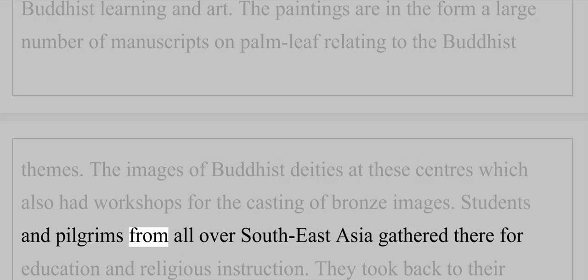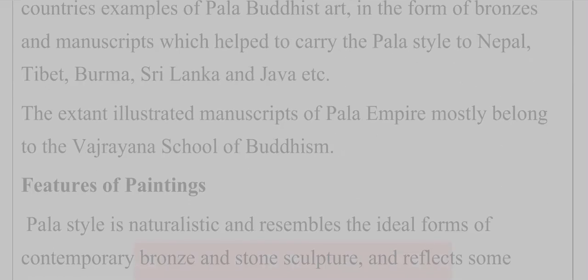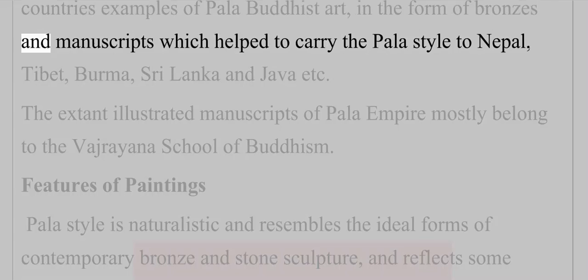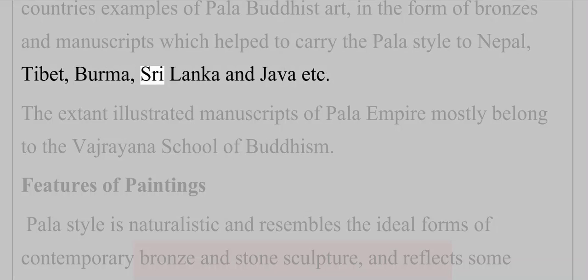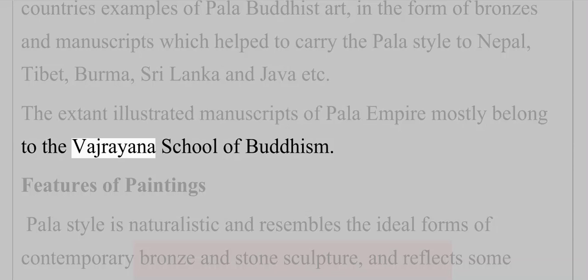Students and pilgrims from all over Southeast Asia gathered there for education and religious instruction. They took back to their countries examples of Pala Buddhist art in the form of bronzes and manuscripts, which helped to carry the Pala style to Nepal, Tibet, Burma, Sri Lanka, and Java, etc. The extant illustrated manuscripts of the Pala Empire mostly belong to the Vajrayana school of Buddhism.